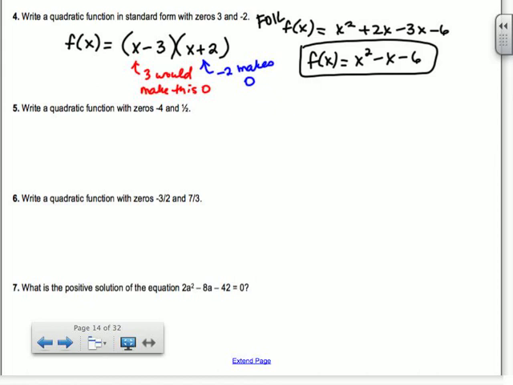Now, you could also have, and we'll get to this later, a 6 out front. Does that still have zeros of 3 and negative 2? Yeah, it still does, right? It just has a number in front of your x squared. So another function would be, you don't have to write this, 6x squared minus 6x minus 36. So multiplying any number into all of them. That would be another function that has those zeros. Usually on your homework or tests, I would say write the simplest function, so you know you don't have to put a number out front.